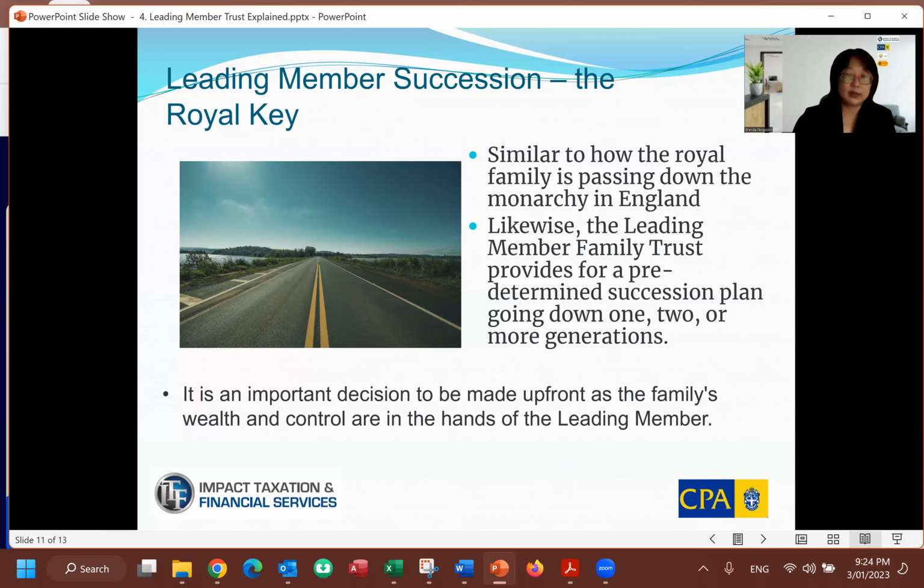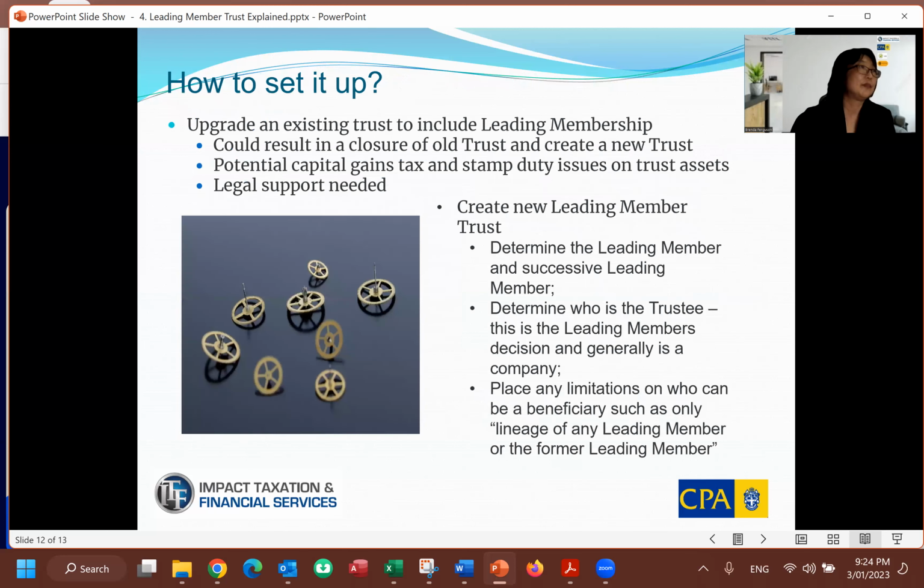So it's very similar to the UK, where they want to make sure the monarchy stays within the family. In a similar vein, with leading member succession planning, or with this strategy, you can make sure the family wealth stays with the family. So this is the key.